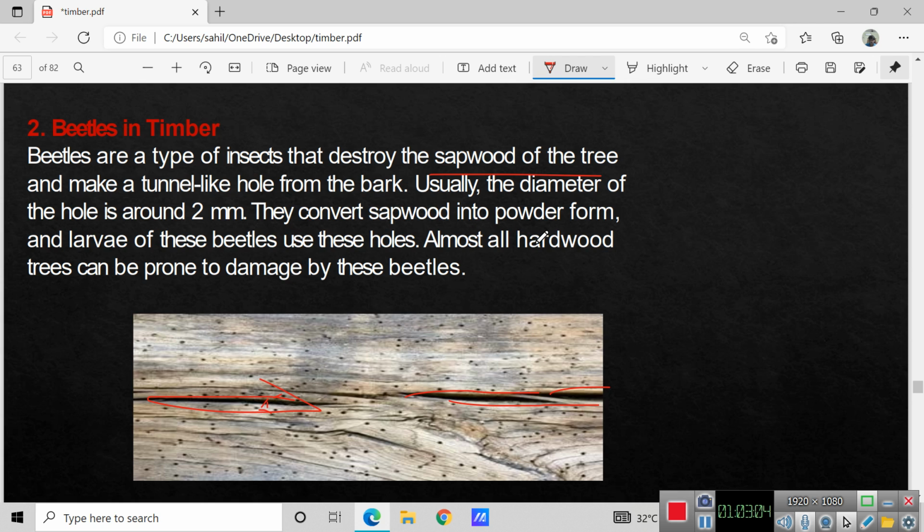They convert sapwood into powder form, and larvae of these beetles use these holes. Almost all hardwood trees can be prone to the damage of these beetles. So again, hardwood trees are prone to these beetles.